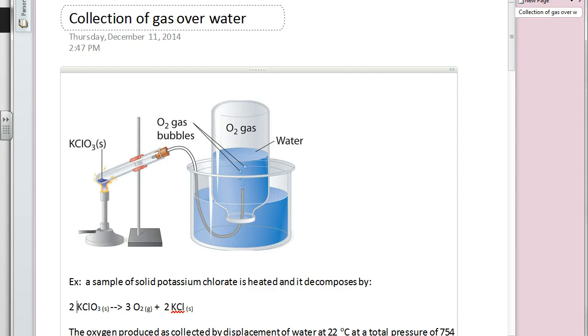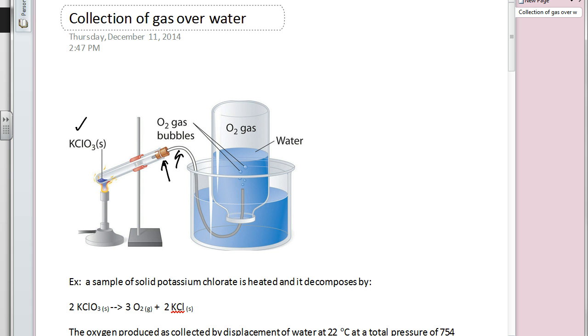AP Chemistry students, we're going to be talking about collection of gas over water for tonight's lecture. What we have here is a little lab setup, and we'll walk you through this. We have some potassium chlorate, KClO3, in solid form at the bottom of a test tube. We've attached a stopper to this test tube, and we've got some tubing.